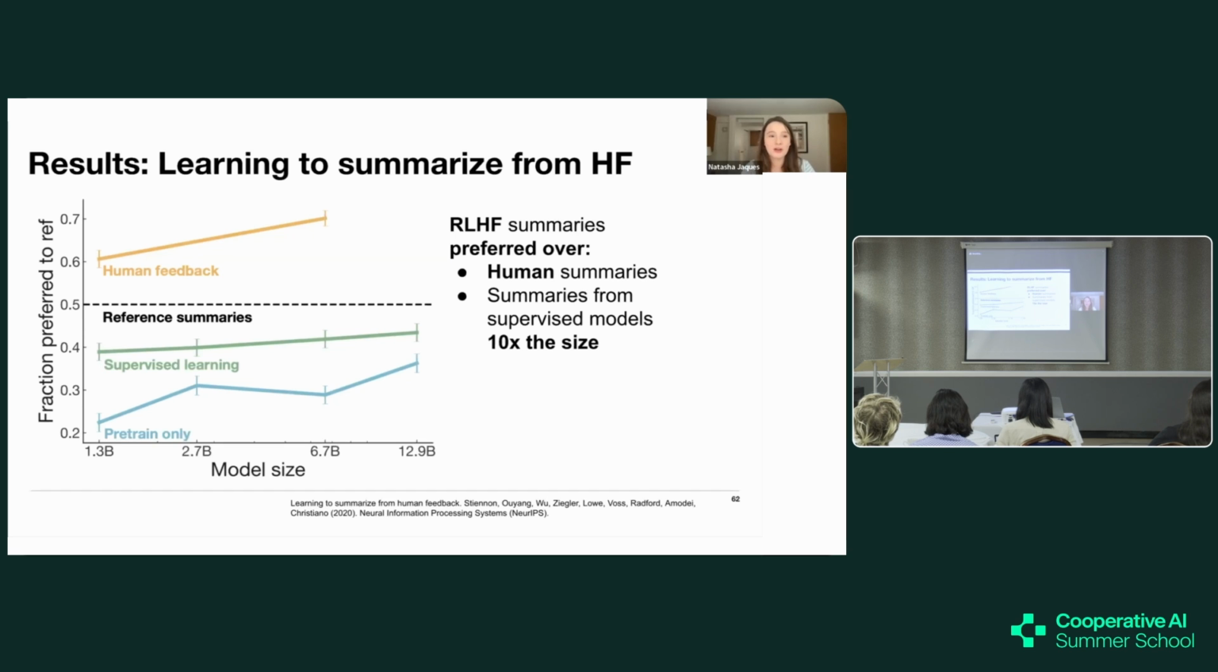Okay, so how does this work? Now we're talking. The RLHF summaries are doing really well. So the RLHF model is preferred over human summaries. So that's your reference summaries line there. And summaries from supervised models that are 10 times the size. Right? So here's your supervised model going up to 12 billion parameters, but your 1.3 billion parameter model is vastly preferred over it, which is kind of interesting.